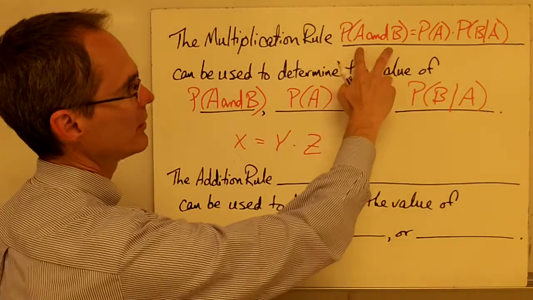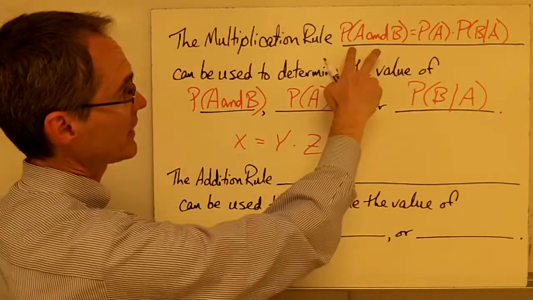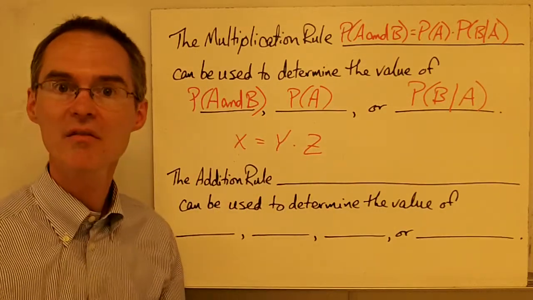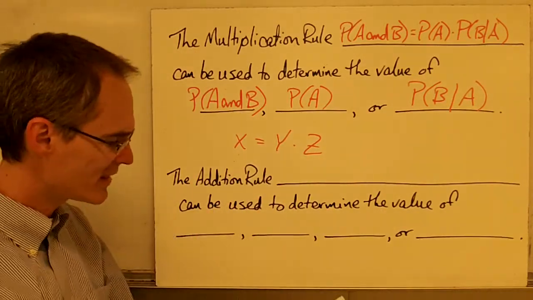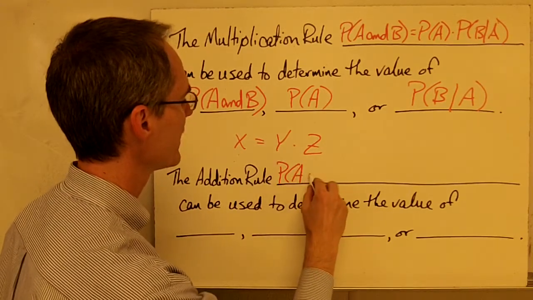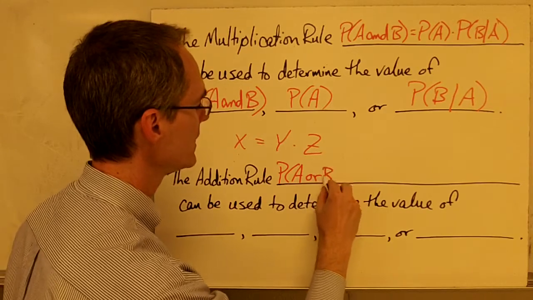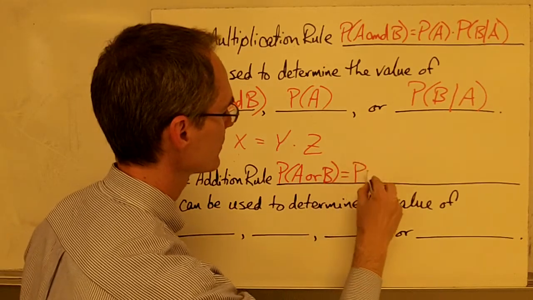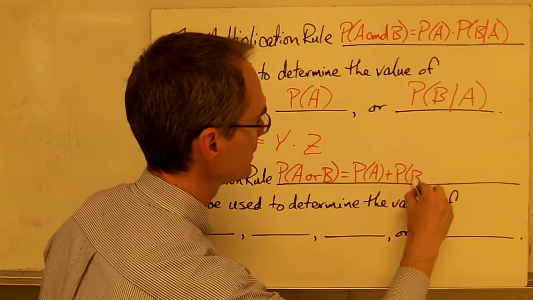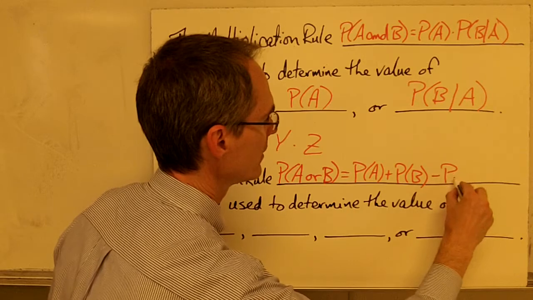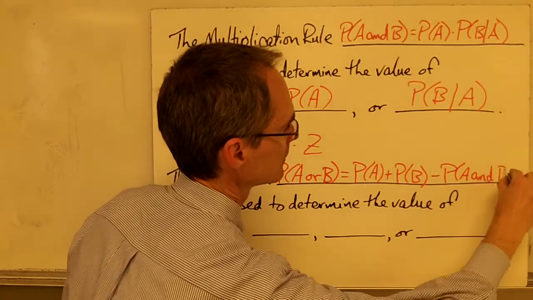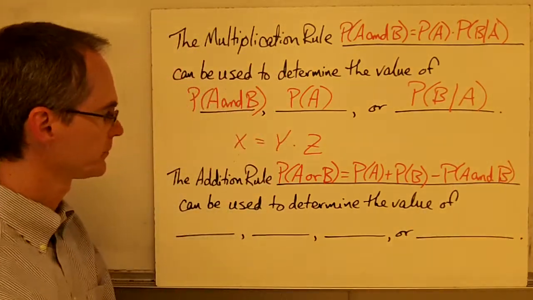It's the same way here. This is just a formula that has these three quantities. If you know any two of them, then you can figure out the value of the third one. In the same way, the addition rule, which you remember is written like this, probability of A or B equals probability of A plus the probability of B minus the probability of A and B. That's the overlap part that we talk about.